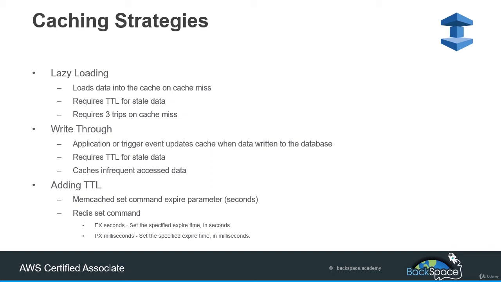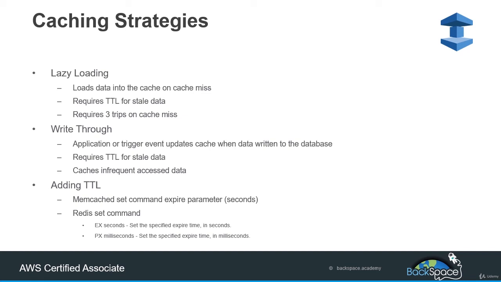The downside of lazy loading is that it requires 3 trips on a cache miss. So we need to first of all go back to the data source. If the data is not in our cache, then we need to retrieve that data, put it into Elasticache, and then return it back to the requester.